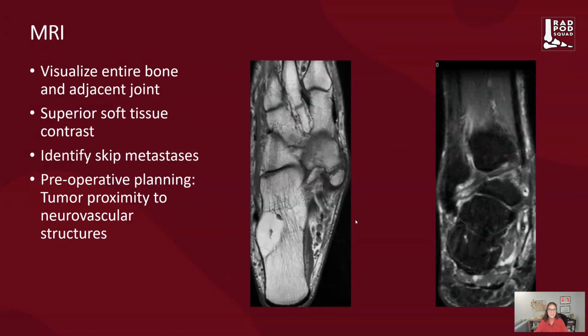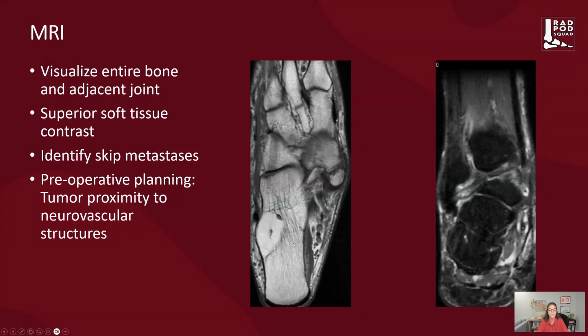Again, in MRI, we can visualize the entire bone and adjacent joint. It has excellent superior soft tissue contrast. That's the ability to see within a structure. For example, inside of a blood vessel, we can see that there's a lower rim signal intensity of the wall. So the ability to see inside of a bone, where we can see within the bone itself the different types of elevated signals and changes. That's the definition of superior soft tissue contrast.